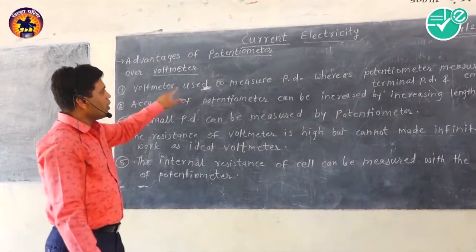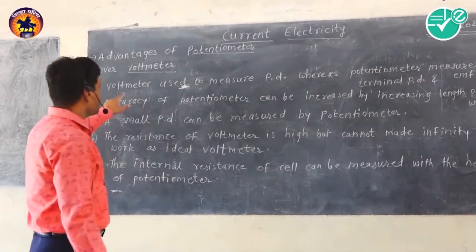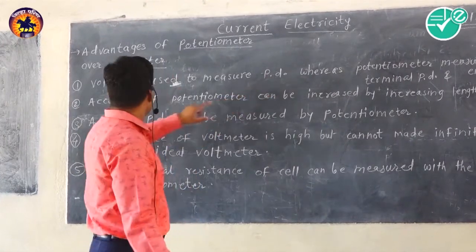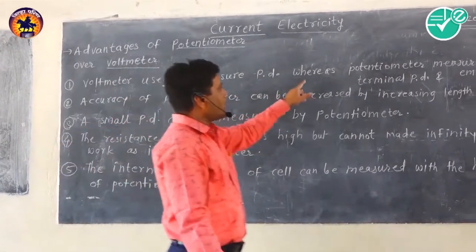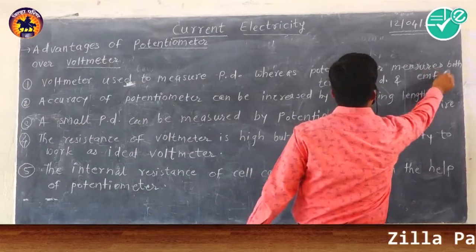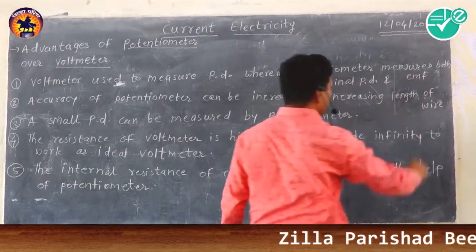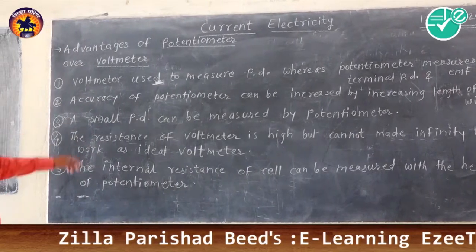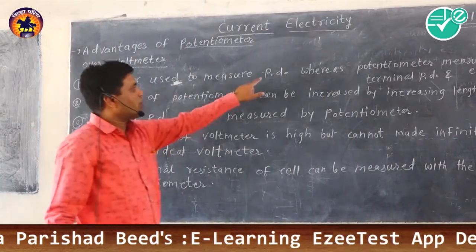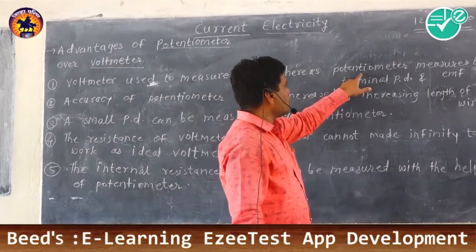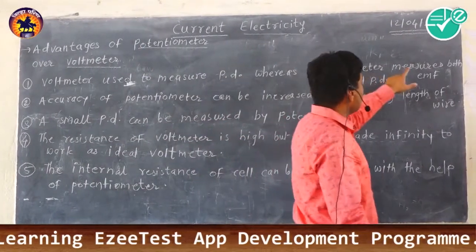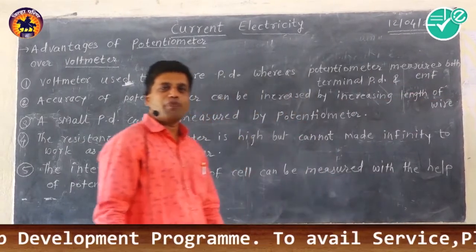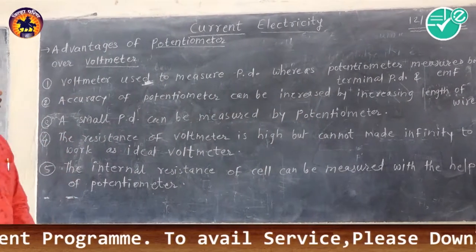A voltmeter is used to measure potential difference, whereas a potentiometer measures both terminal PD and EMF of a cell. Once again I will repeat what I have written here. A voltmeter is used to measure potential difference, whereas the potentiometer measures both terminal PD and EMF of a cell. So this is a major advantage of potentiometer over voltmeter.